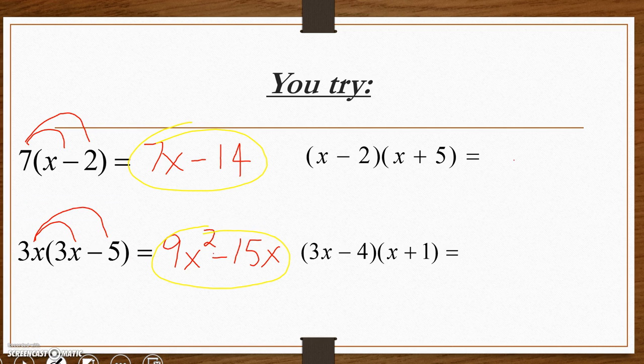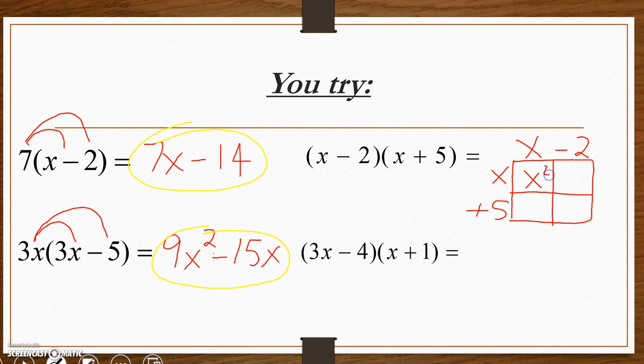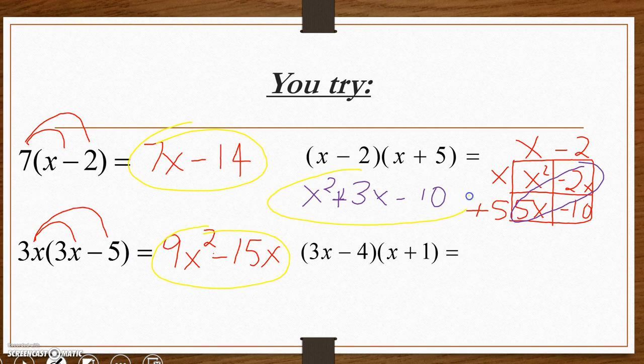For the next 2, we have to use the box method. I put x minus 2 up front, x plus 5 down the side. First box gives you x squared, then negative 2x, then 5x. Then you multiply the 5 and the negative 2 together and you get negative 10. I am now going to add the diagonal, so 5x minus 2x is 3x. I put the first box out front, and the minus 10 out back, and that is your final answer.